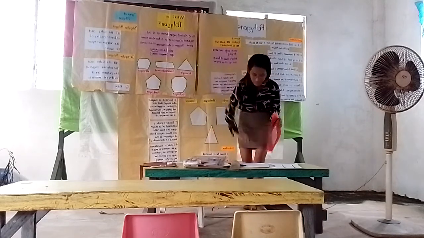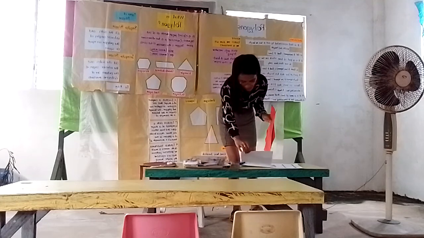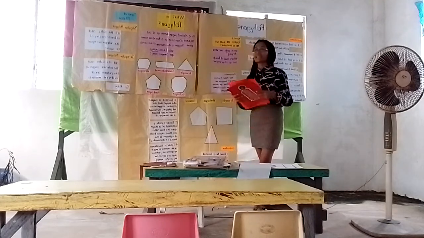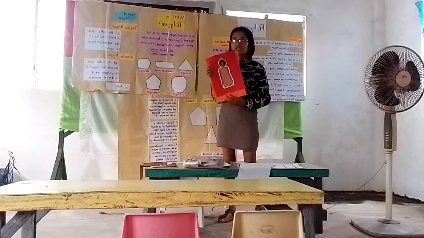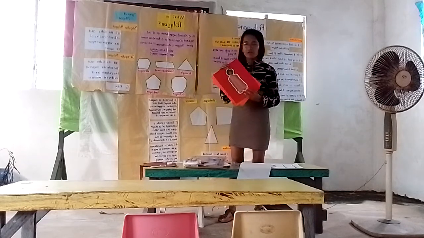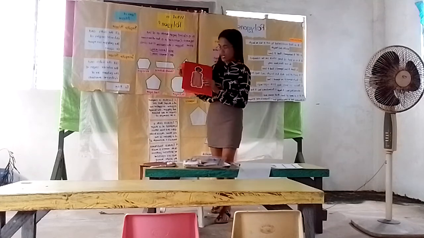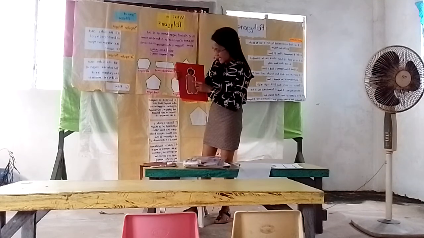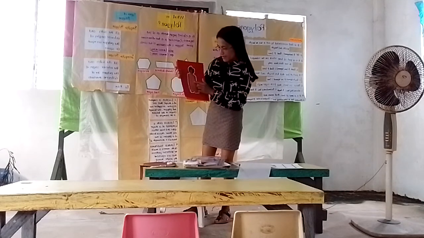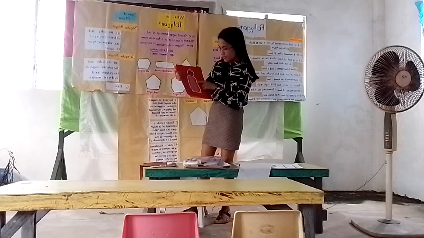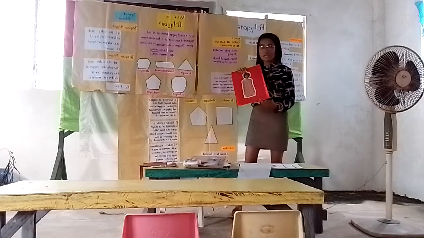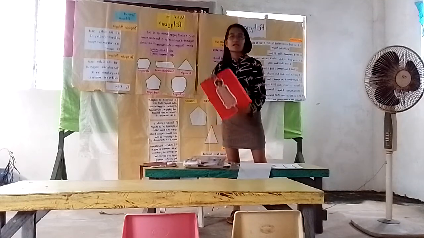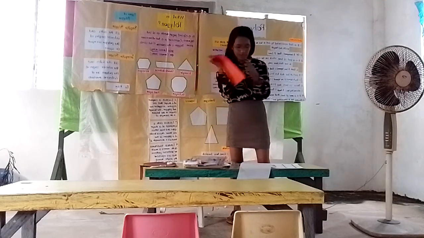And what are the shapes that can be seen in this cloth? Okay, you see a shape of a diamond, a square, what other? Okay, there are a lot of shapes that you can see on the tinalak cloth.